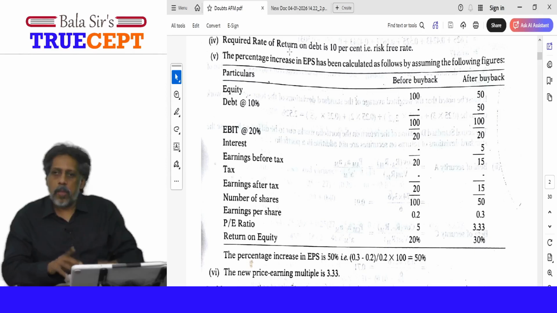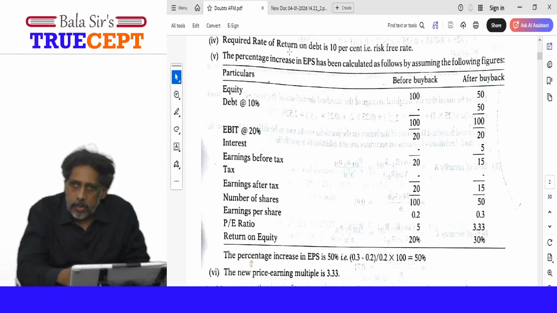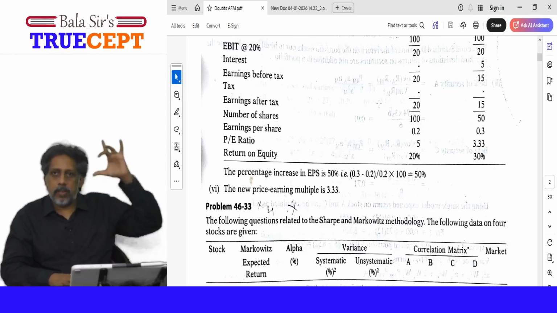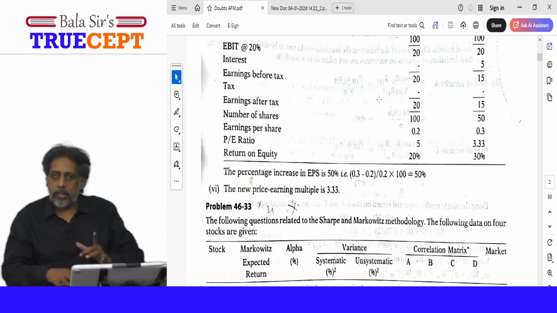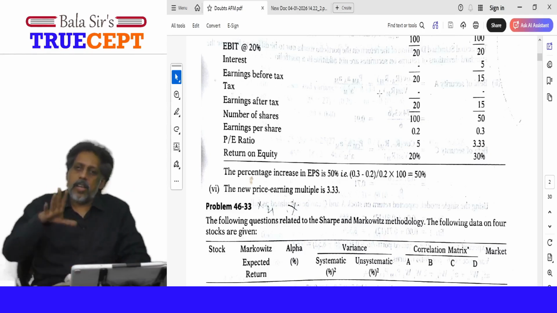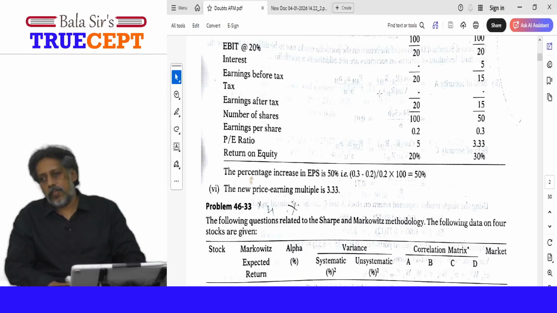That is fine. But I want to find the percentage increase in EPS, right? We know 0.2 is EPS before buyback and after buyback 0.3 EPS. What is the increase? 10 paise, right? So 0.1 divided by 0.2 into 100. There is a 50% increase in earnings per share. Is that fine?